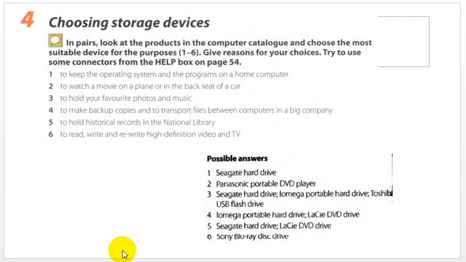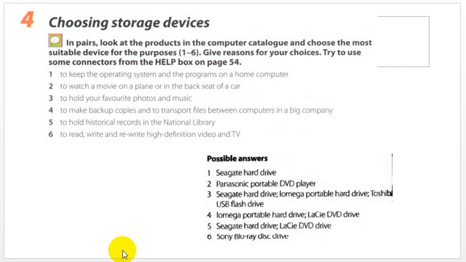To watch a movie on a plane or in the back seat of a car, that is Panasonic portable DVD player. To hold your favorite photos and music, that is Lumigate portable hard drive, Toshiba USB flash drive. To make backup copies and to transport files between computers in a big company, that is Lumigate portable hard drive.